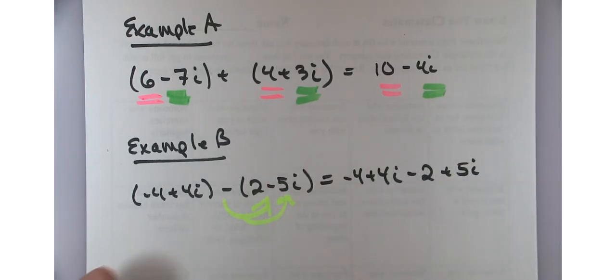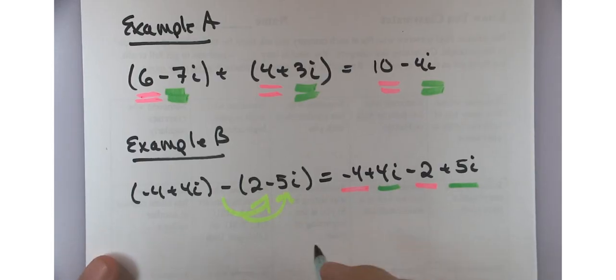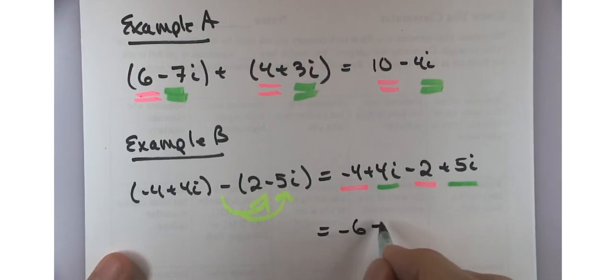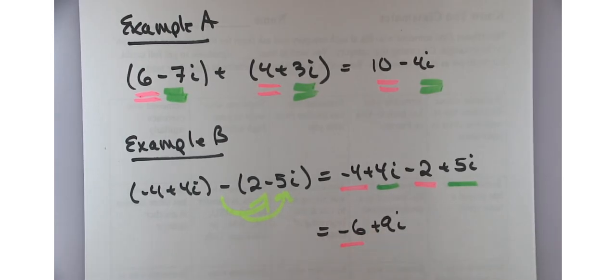So kind of like the last one, you've got like terms, and let's combine them. Olivia, what do I get when I combine the like terms, please? Nice. Negative 6 plus 9i.